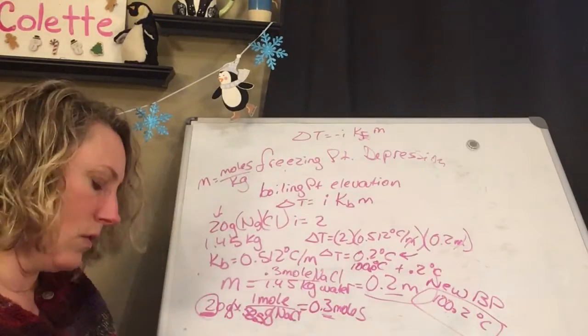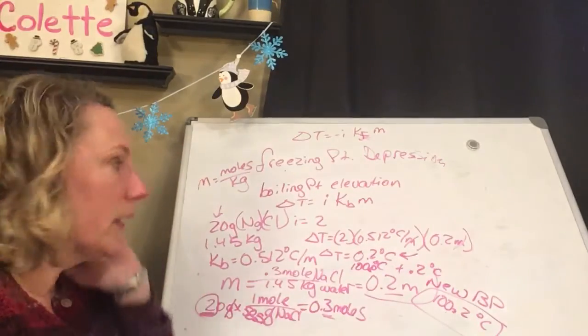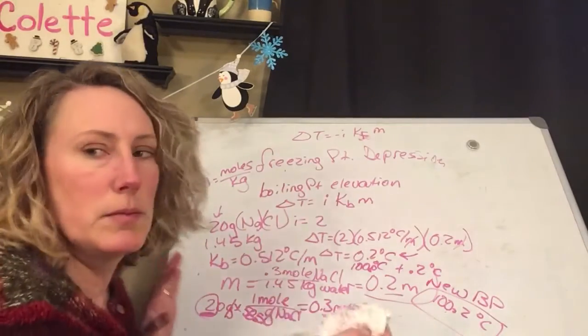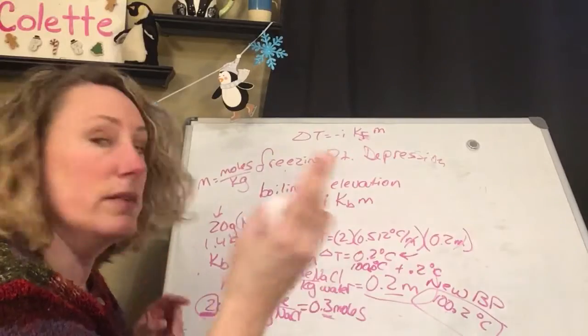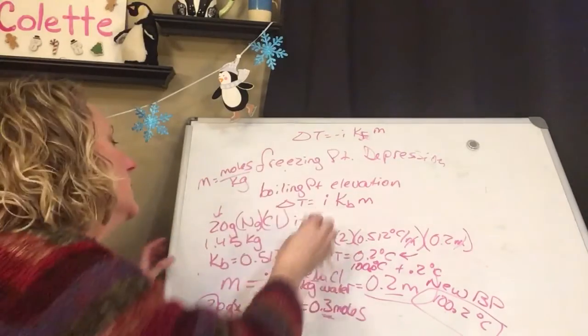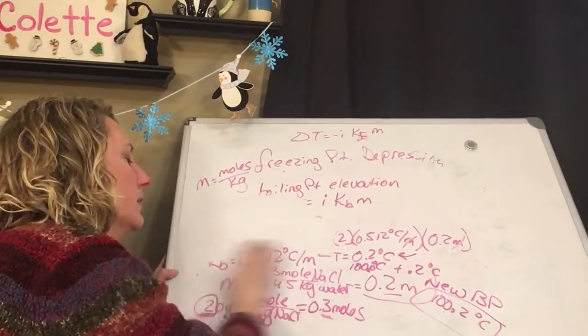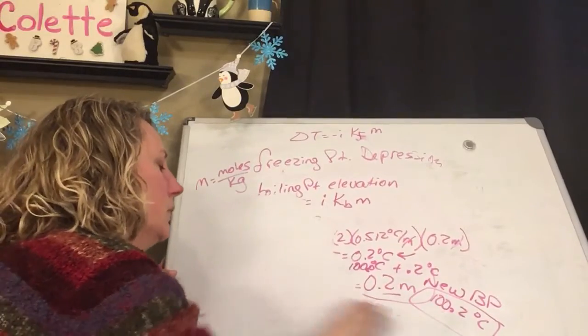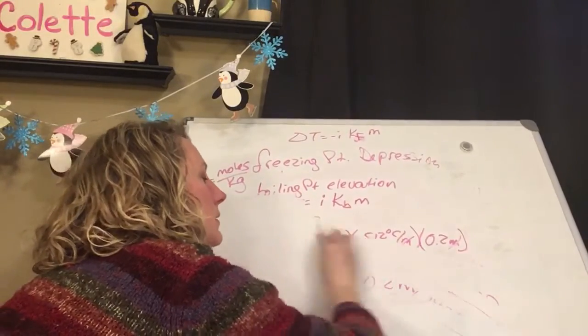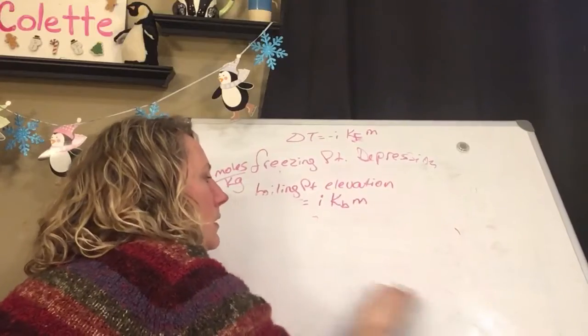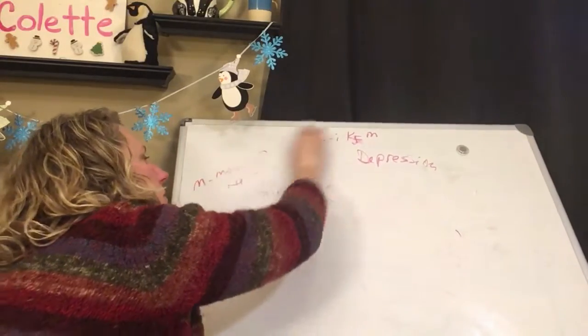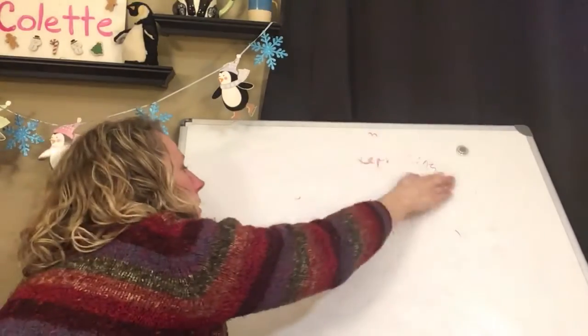Okay, so again, if you are calculating your sodium chloride, it's probably going to be on your test. It breaks into 2 pieces. Your i is going to be 2. But make sure you know how to figure out your i. We did a couple problems in class last week. So let's just refresh.